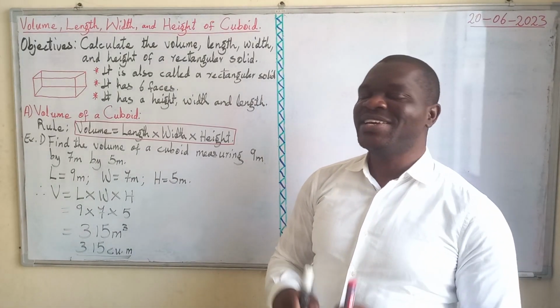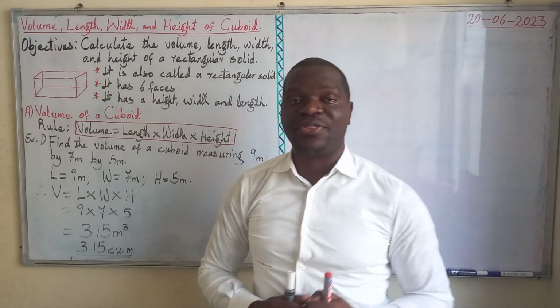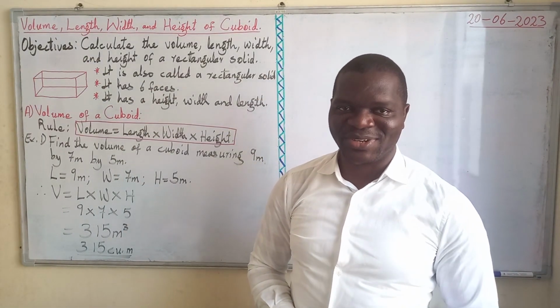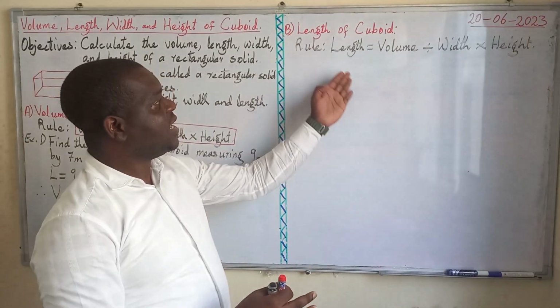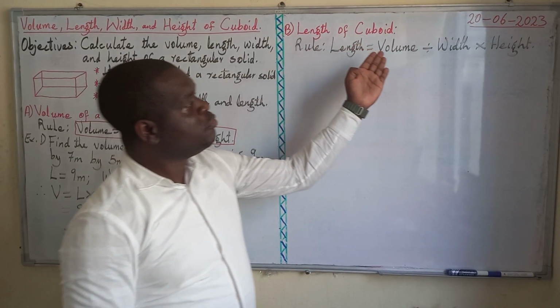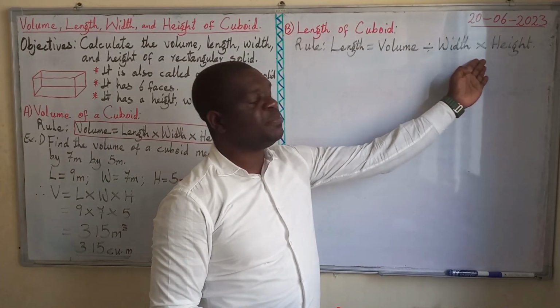Now let's move to the second aspect, which will be how to find the length of a rectangular solid. With the length of a cuboid, the rule states that to find the length, you divide the volume by the width multiplied by the height.